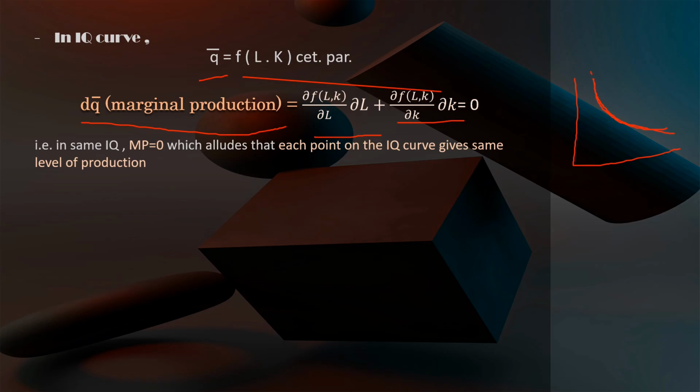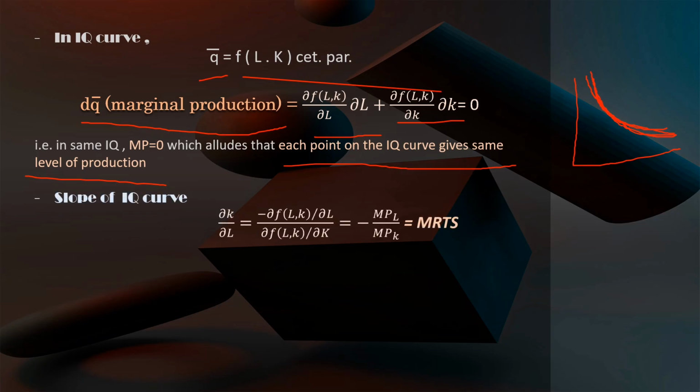And that is one of our basic properties of an IQ curve. That is, along the IQ curve, the production remains the same for each and every point. And that is exactly what's described here, that each point on the IQ curve gives us the same level of production. Now, let's say we want to find out the slope of an IQ curve. Now, this is what we have found out, right?